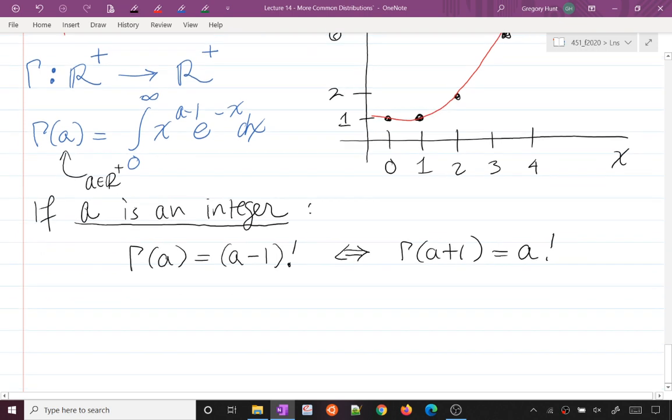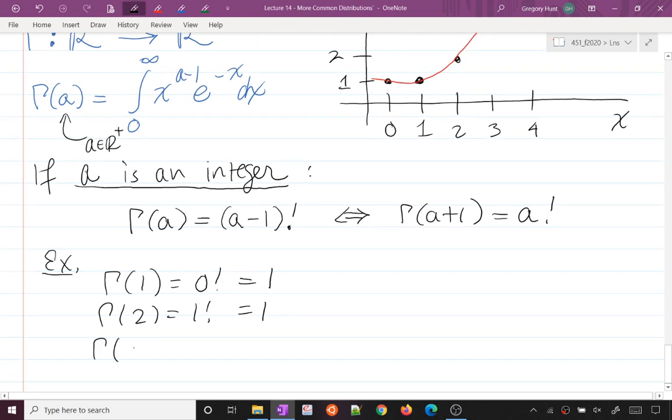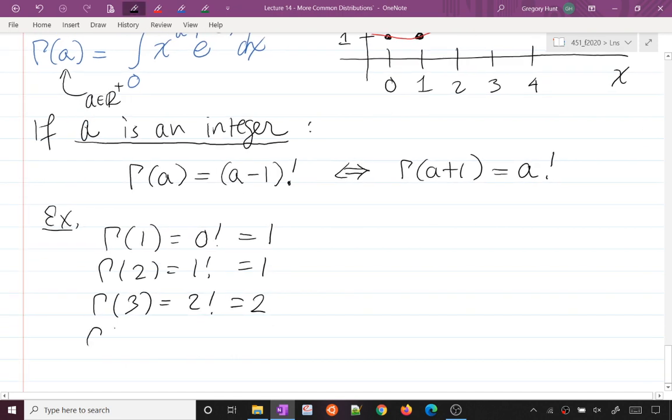So, for example, gamma of 1 is 0 factorial, which is 1. Gamma of 2 is 1 factorial, which is 1. Gamma of 3 is 2 factorial, which is 2. Gamma of 4 is 3 factorial, which is 6, etc. All right. So it does give us back the factorials, but offset by 1.